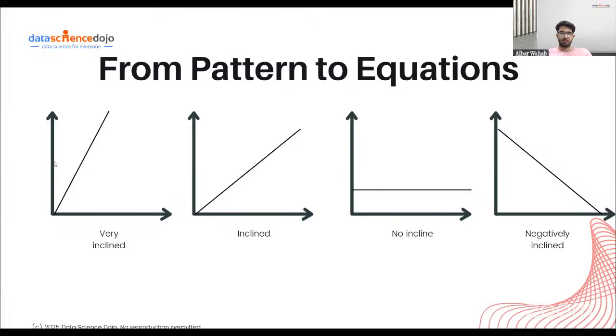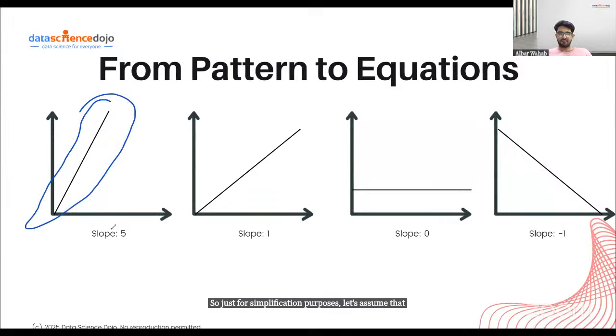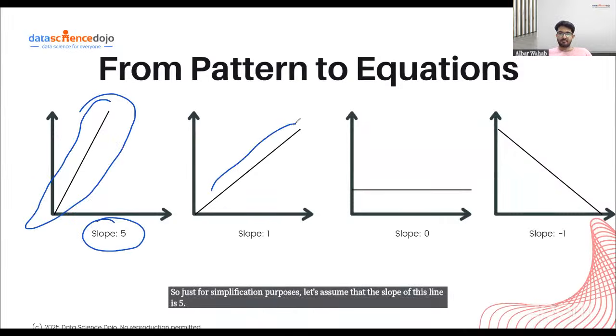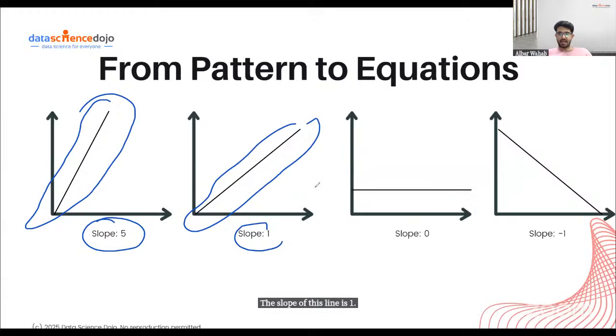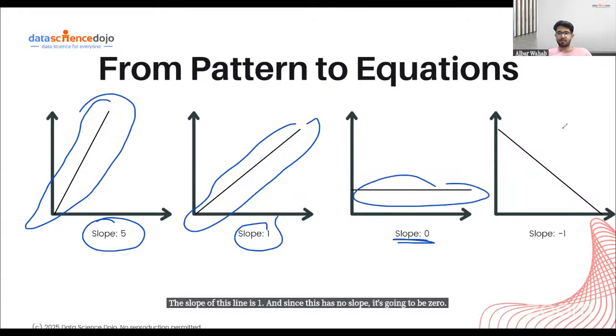Now, you can associate a number with all of these inclinations. So just for simplification purposes, let's assume that the slope of this line is 5. The slope of this line is 1. And since this has no slope, it's going to be 0. And since this goes in the opposite direction, it's going to be negative. Now that's the first thing, the slope of a line.